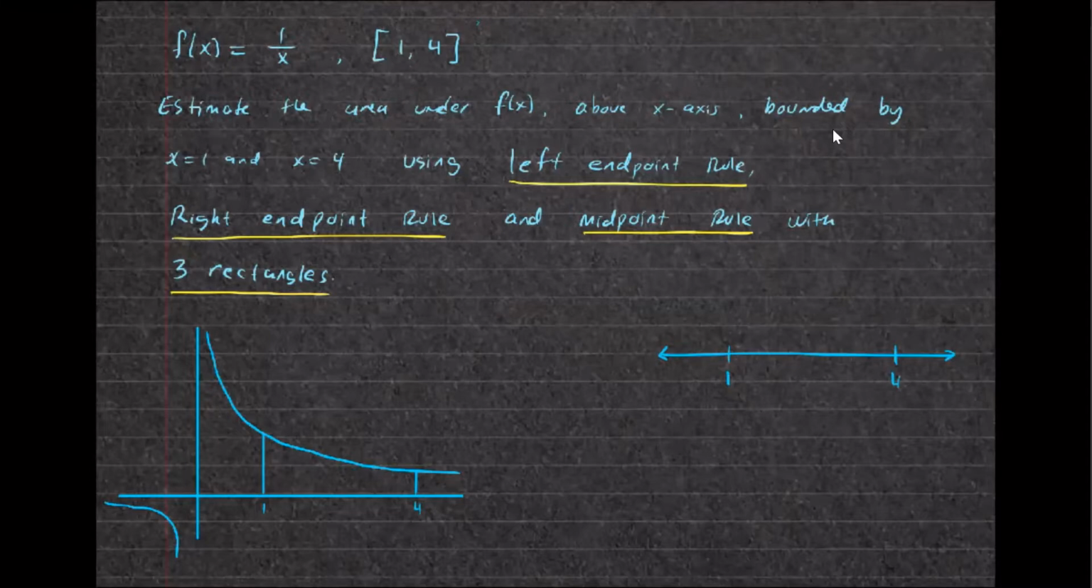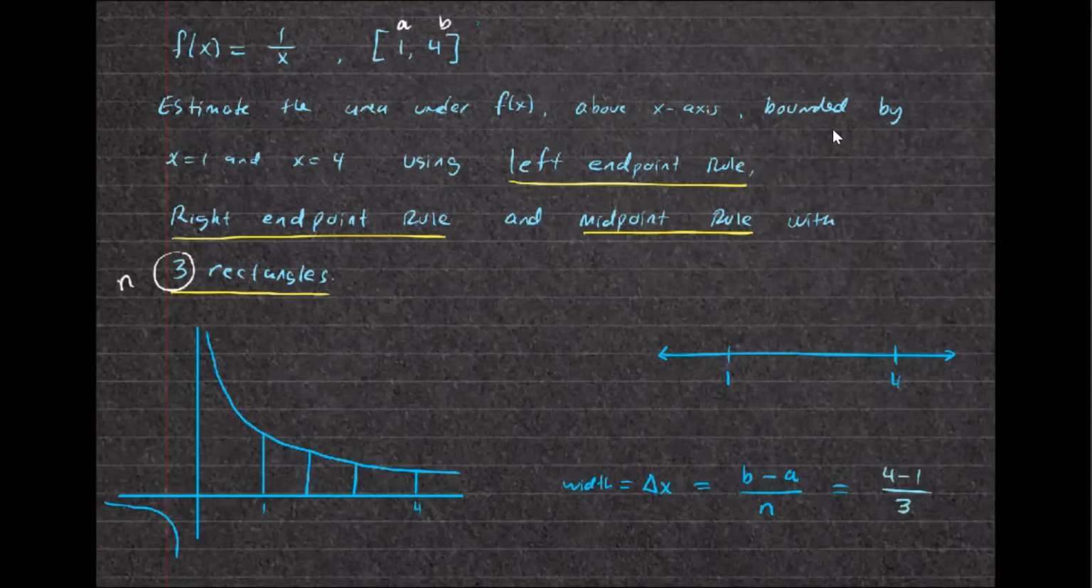Now we're going to create three rectangles, so you want to find the size of these rectangles. There's three of them, so the width is determined by delta x. This will tell you the width of each rectangle, and that is determined by subtracting the endpoints of the interval and dividing by the number of rectangles. In this case, our interval is 1 to 4. So think of this as your a, this is your b, and this represents the number of rectangles, that's n. If you substitute that into the delta x formula, you have 4 minus 1 over 3, which gives you 1. So the size of each rectangle is 1.